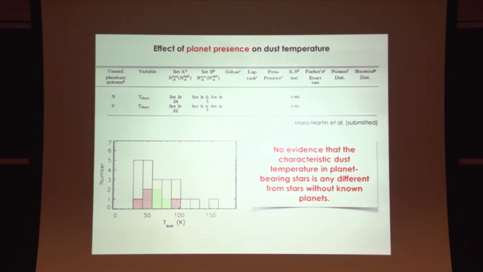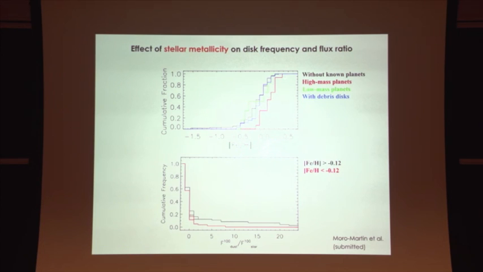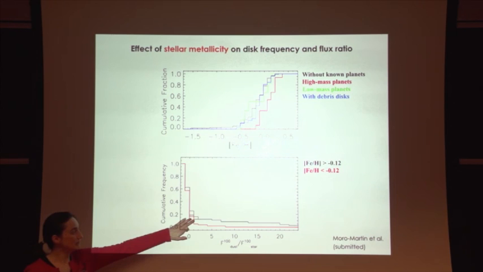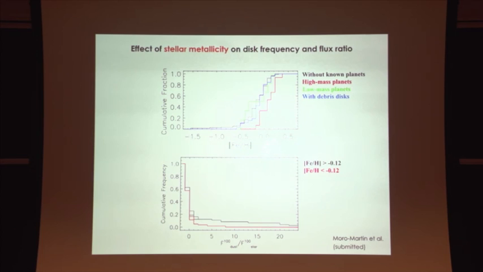And let's go to metallicities. This is the distribution of metallicities for a high mass planet sample in red, and this is for the low mass planet sample, the debris disk sample, and the control sample, stars for which no planets are known. And this is the comparison of the cumulative frequency for the stars in our high metallicity sample and low metallicity sample, where the break is the average of our distribution of metallicities. And in this case, we do see evidence of a correlation.